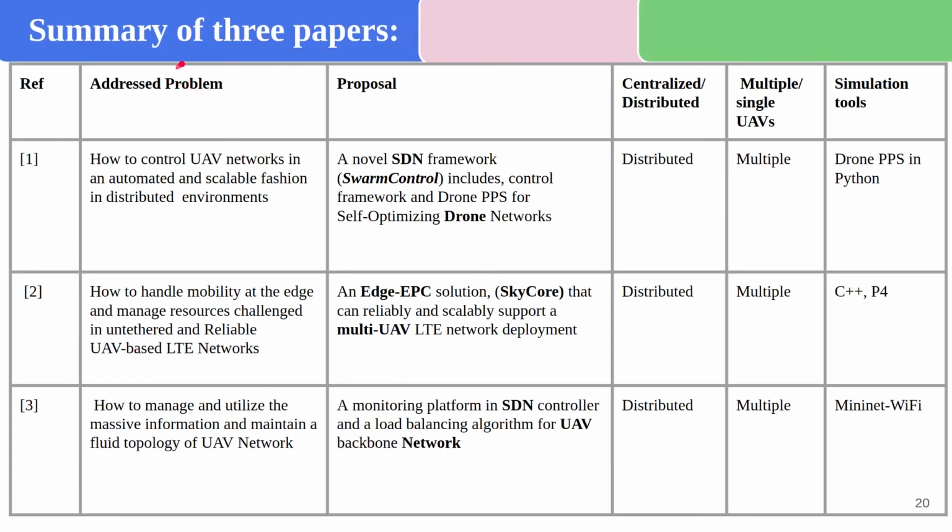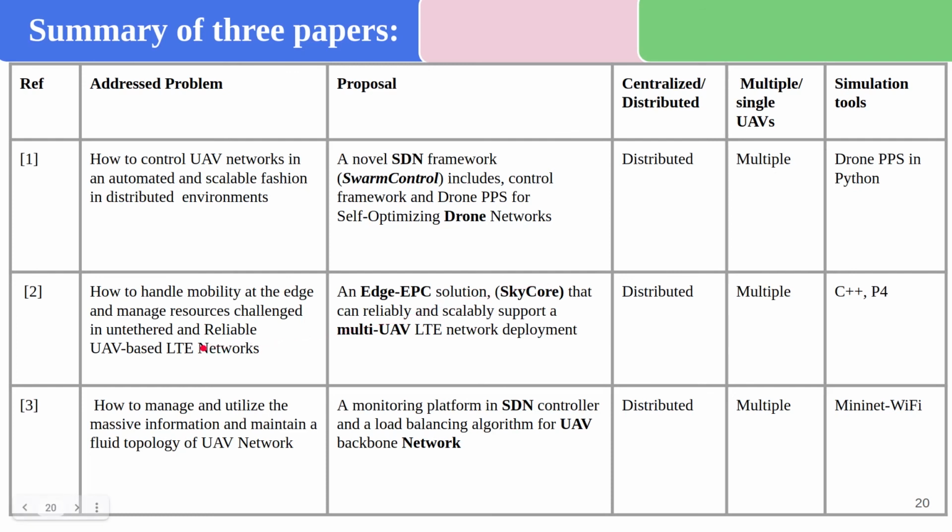This slide provides the summary of the 3 papers. The problem addressed in the first paper was how to control UAV networks in an automated and scalable fashion in distributed environments. And they provided a novel SDN framework called SwarmControl, which includes a control framework and drone programmable protocol stack for self-optimizing drone networks. It was a distributed manner and multiple UAVs are used. The drone PPS is implemented in Python.